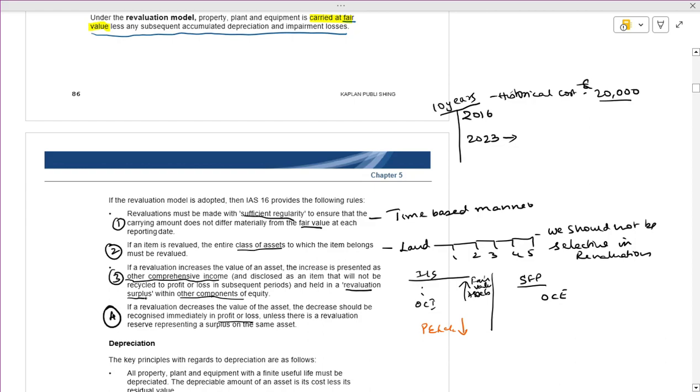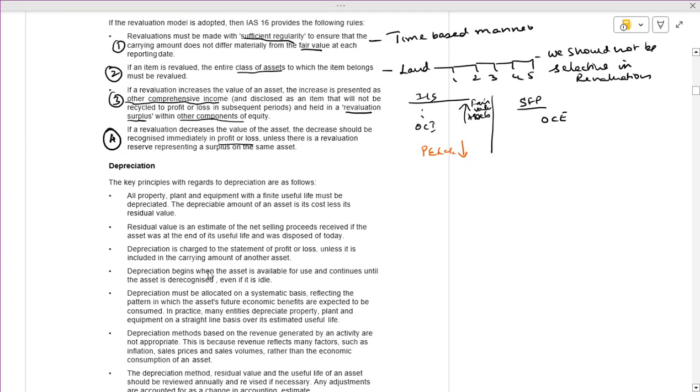Coming back now, we have a very general understanding about depreciation. What are the key principles with respect to depreciation? When we say depreciation, there should be a structured process. All property, plant and equipment with a finite useful life must be depreciated. That means cost minus scrap divided by life. This is the basic one.